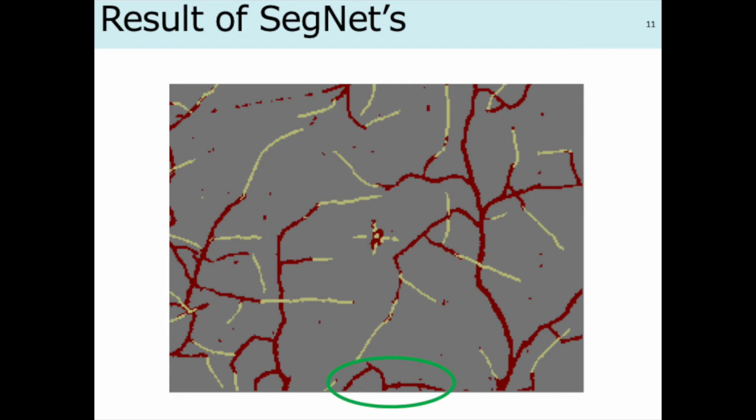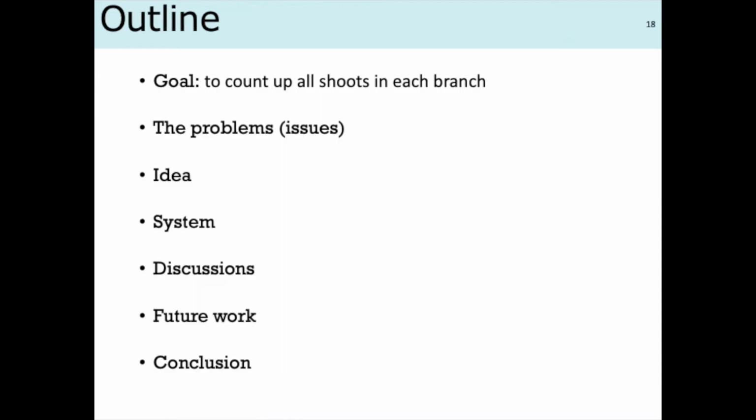Each branch has a couple of shoots connected to it, like 0, 1, 12, 2, 1, 10, 3. Like this, SegNet recognizes branches or shoots per pixel, but it's necessary to recognize each of these areas as a single entity to enable the system to automatically count the number of shoots growing on each branch. The goal is to count up all shoots in each branch.